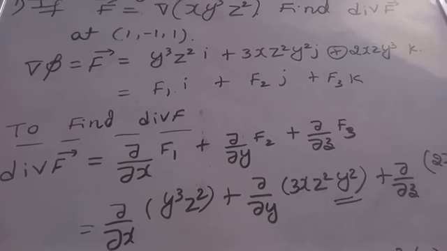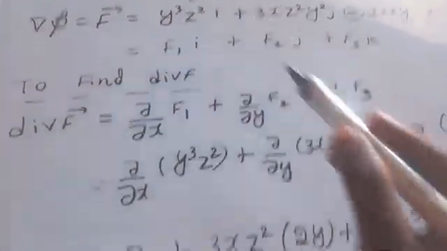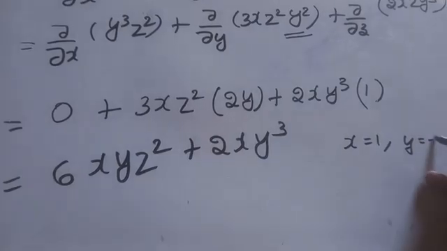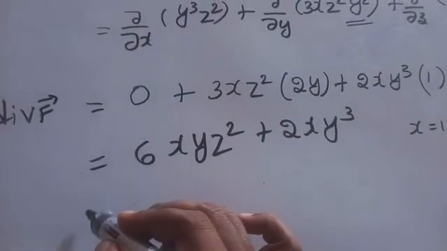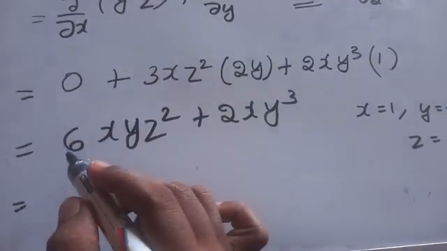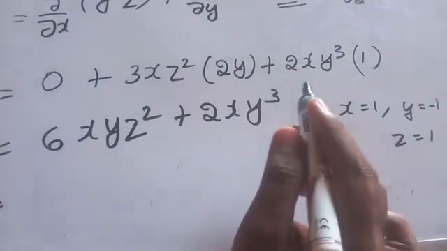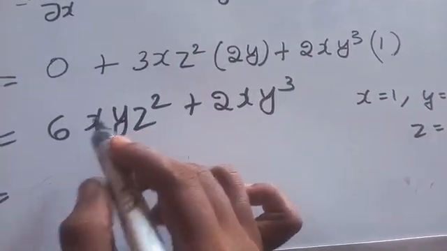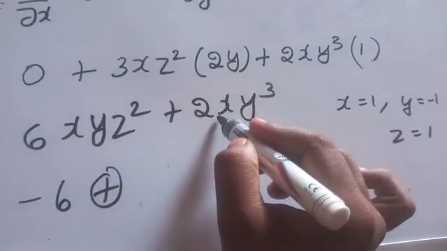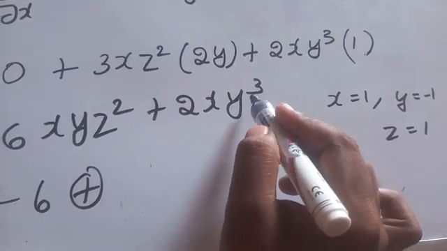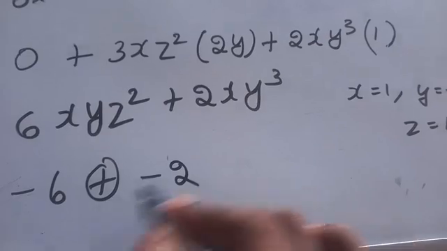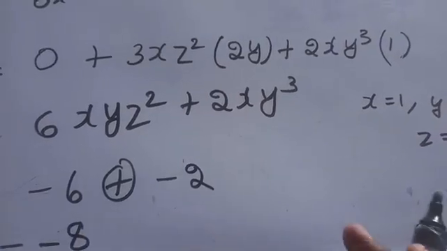So finally, you have to replace x equal to 1, y equal to -1, z equal to 1. The divergence of F is equal to 6 times 1 times (-1) times 1 square, which is -6, plus 2 times 1 times (-1) cube, which is -2. So finally, the divergence of F is equal to -8.